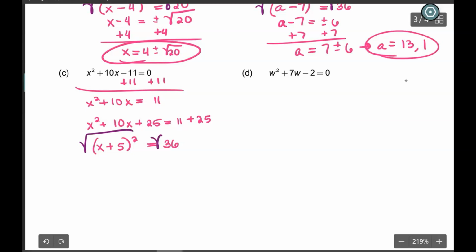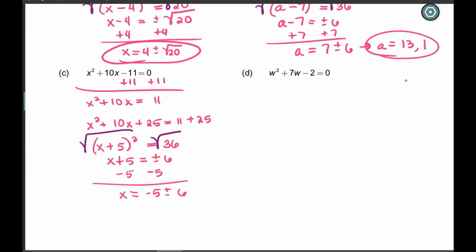We're going to take the square root of both sides. I get x plus 5 equals plus or minus 6. Subtract 5 from both sides, I get x equals, and you might be able to skip some of these steps. I'm just writing out each and every detail so that you can see it. So I have negative 5 plus 6, so that'll be a positive 1, negative 5 minus 6, negative 11.